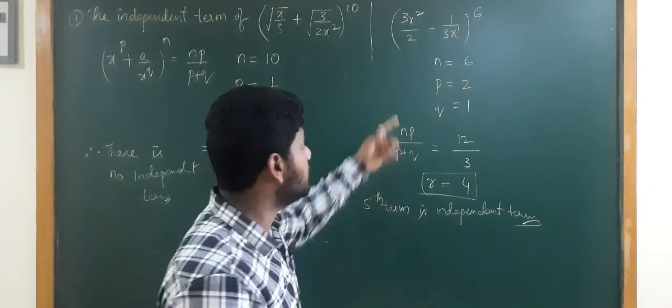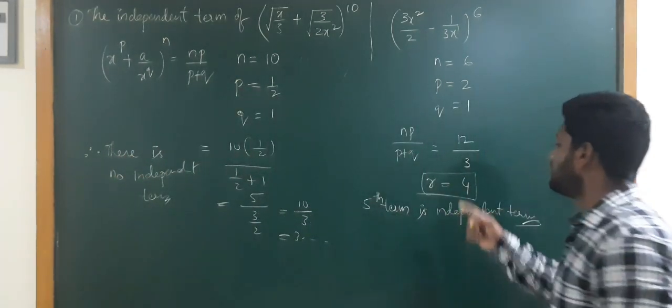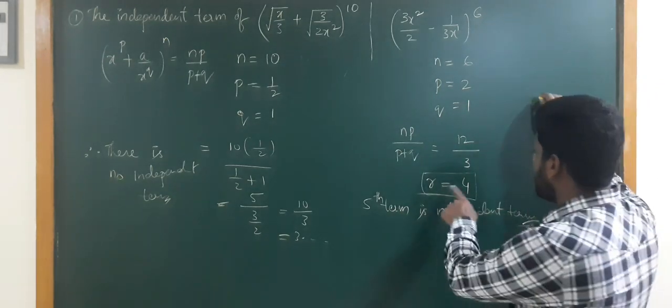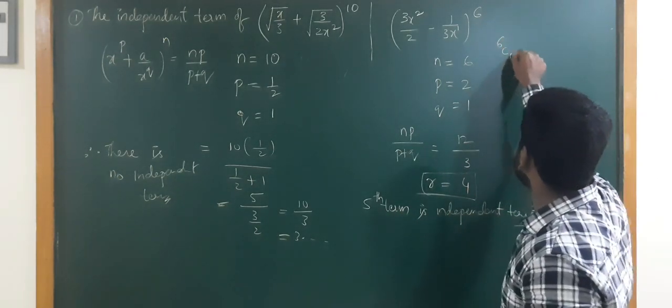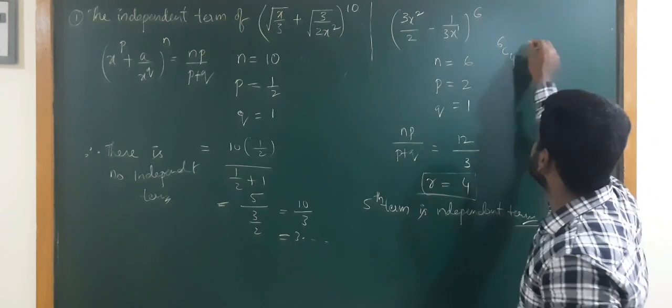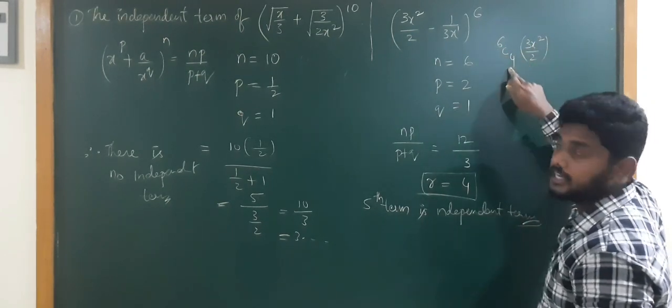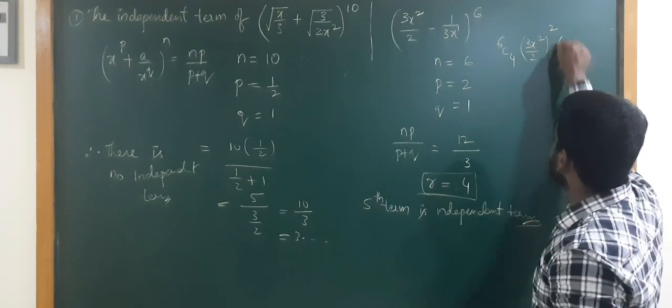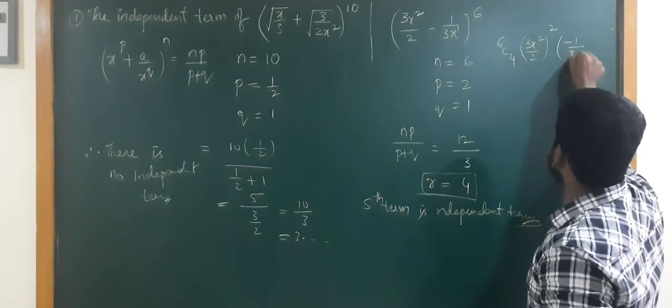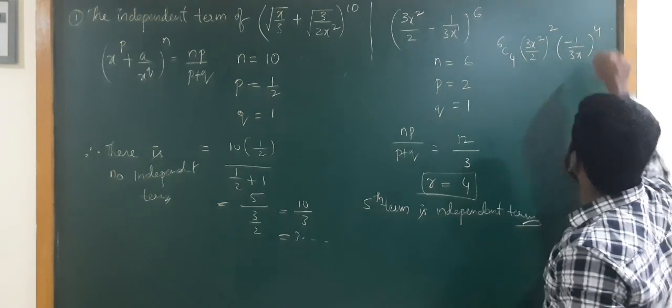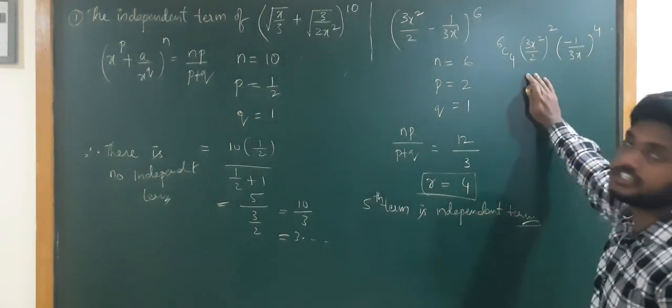Here the fifth term is the independent term. Can you check why the fifth term is the independent term? Let us check. The r value is 4, so 6C4. Then (3x square by 2) whole to the power of 6 minus 4, into (minus 1 by 3x) whole to the power of 4. Did you observe what this is? This is the general term.